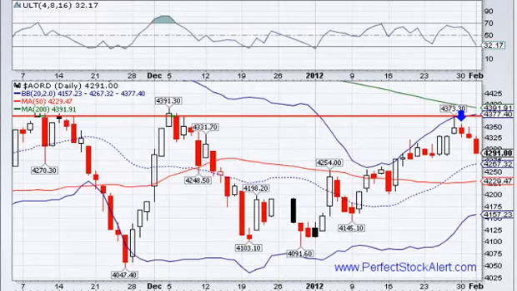Today is Thursday, February the 2nd, 2012. We're going to look at a couple charts today. One of the ones I want to look at is Australia's markets, AORD. This is the only one.